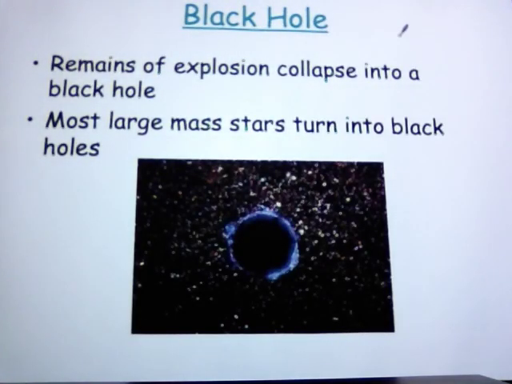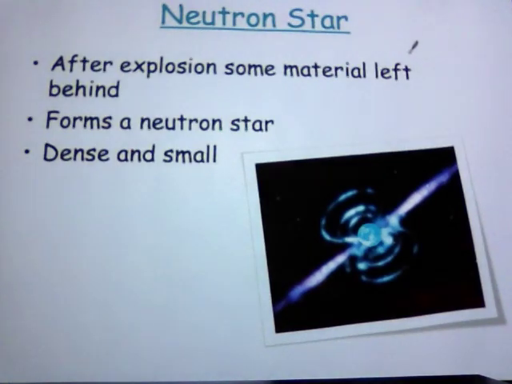Now, if it's a supernova, then it can become a black hole. This is the remains of the explosion from the supernova collapsing into a black hole. Most large mass stars turn into black holes. Or it can become a neutron star. After the explosion, some material left behind forms a neutron star, and it is very dense and small, and that's what it looks like.